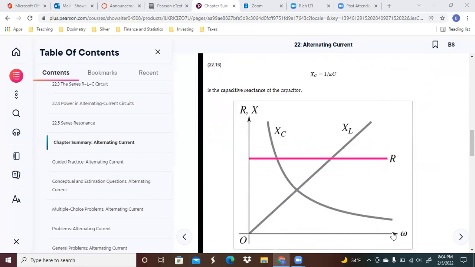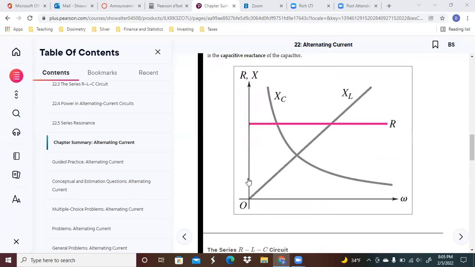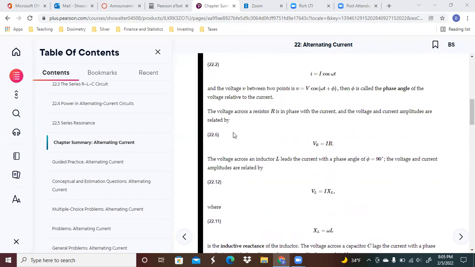So we can see here, with the angular frequency moving on in this direction, that the resistance does not change very much. However, when we're looking at the inductive reactance, we're looking at a straight line, whereas the capacitive reactance is more of an exponential relationship. So let's go to the section itself.